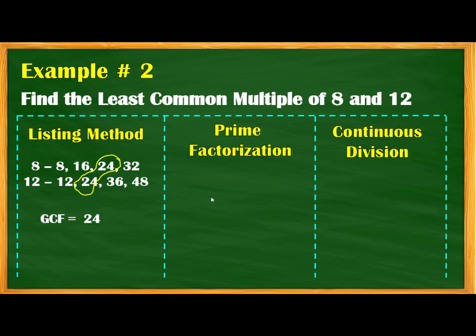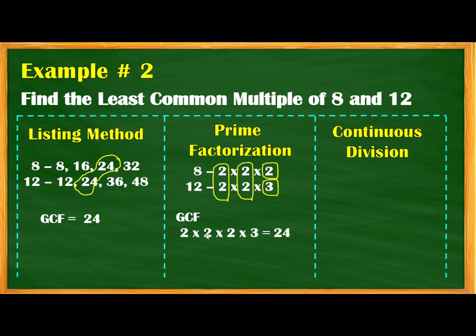How about using prime factorization? For 8, we have 2 times 2 times 2. In 12 it is 2 times 2 times 3. So we have the common 2 part, and we have 2 multiplied by 2 multiplied by 2 multiplied by 3. The product would be 24. So this would be the LCM, rather.